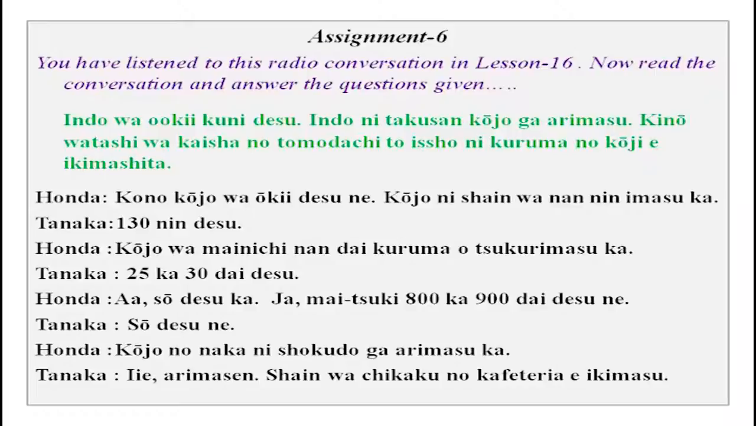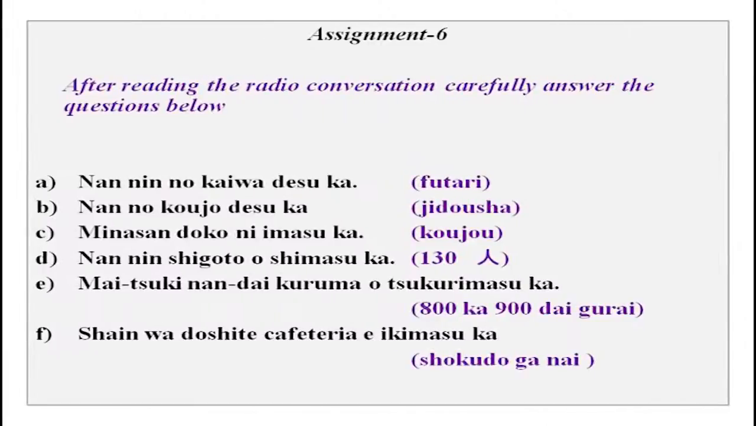Now, there was a small conversation for you in the previous lesson. This is the conversation. You can now read the conversation and then try to see if these questions you have answered properly. As they are not very difficult, I don't think we need to go over them. You can just do it on your own as you have the conversation right in front of you.